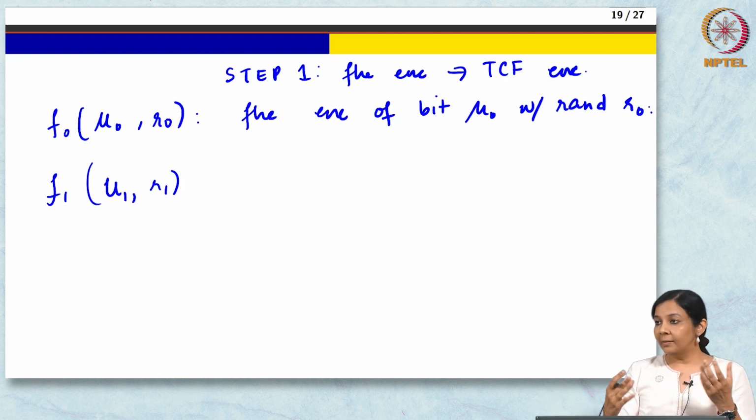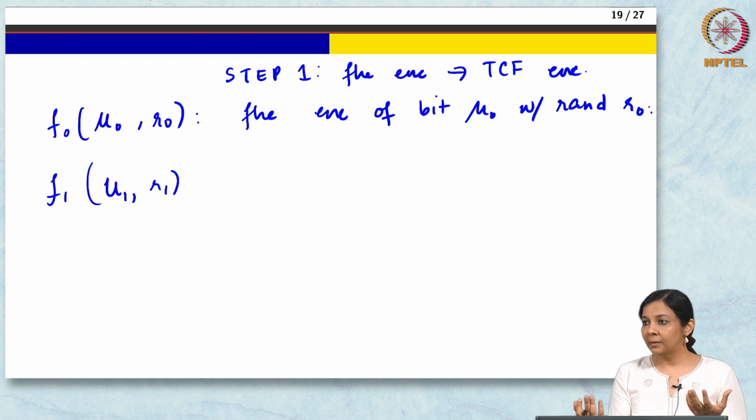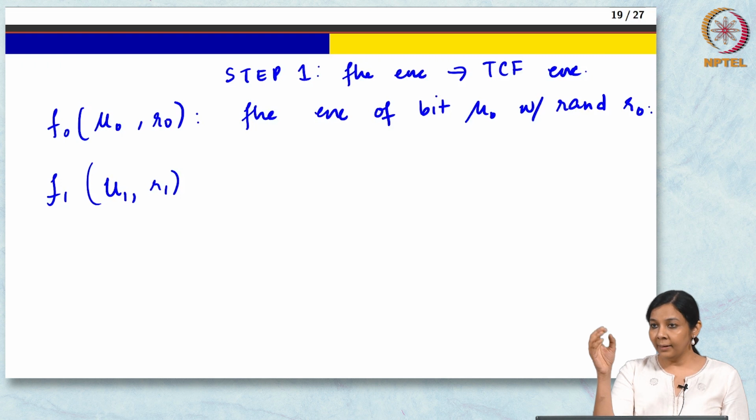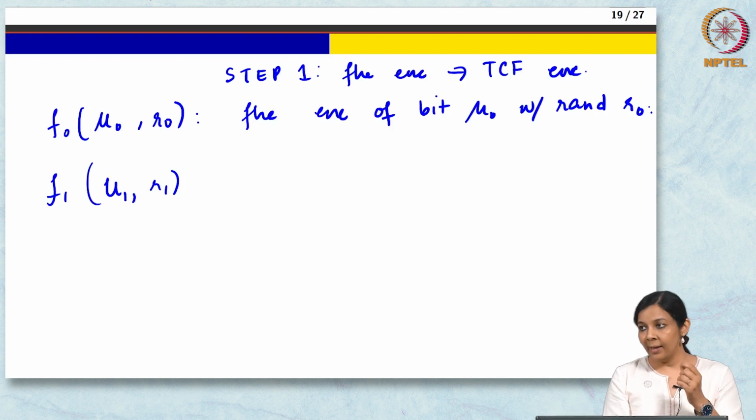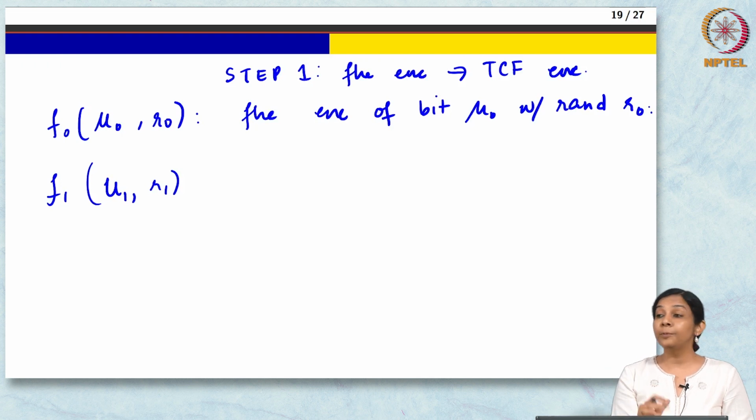So, the FHE encryption algorithm is a function. What does this function take? It takes a message bit which it encrypts, and it takes some randomness which it uses to perform the encryption. So, my F0 of mu 0, r 0 is just defined as the FHE encryption of bit mu 0 with randomness r 0. Is the definition clear? Now, I will define F1 in a careful way, so that I get this TCF pair which is an encryption of S.